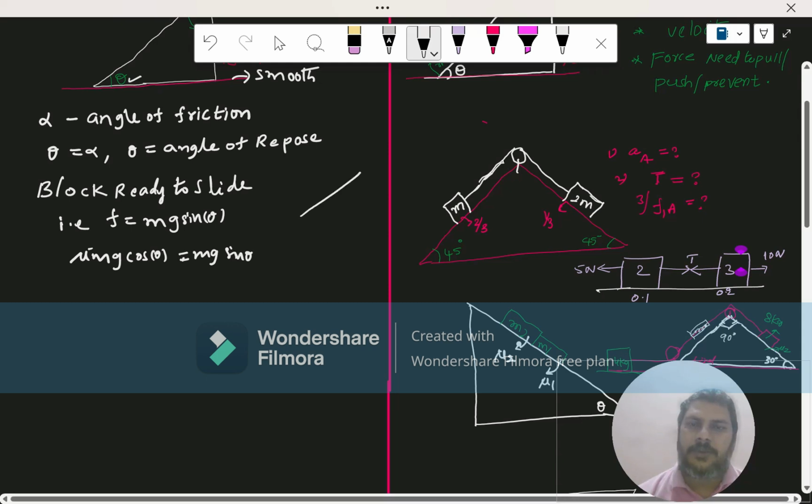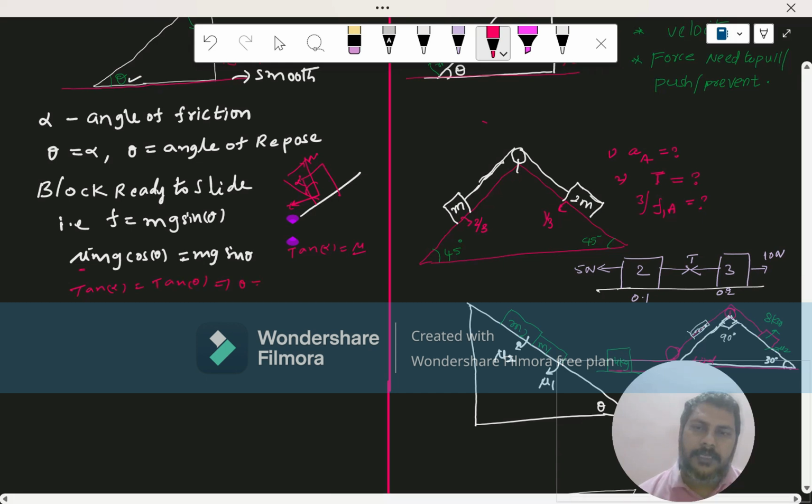Here alpha is the angle of friction, not the coefficient of friction. Consider this angle of friction alpha between the normal force and the resultant of the frictional and normal forces. So tan alpha is equal to mu. Writing tan alpha in the place of mu, tan alpha is equal to tan theta. That implies theta is equal to alpha when the block is ready to slide.